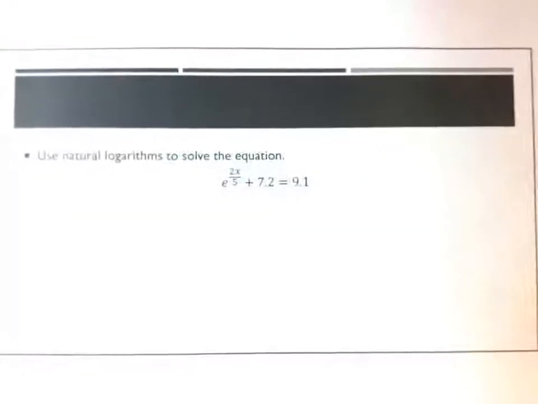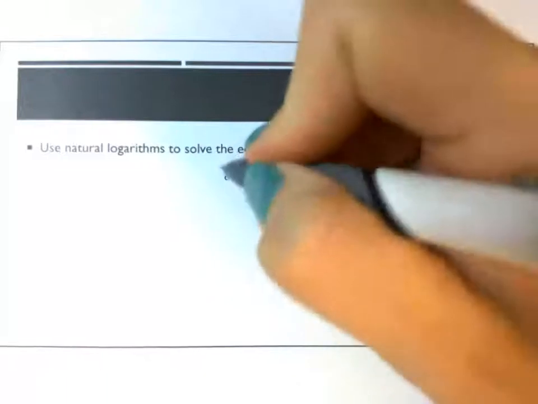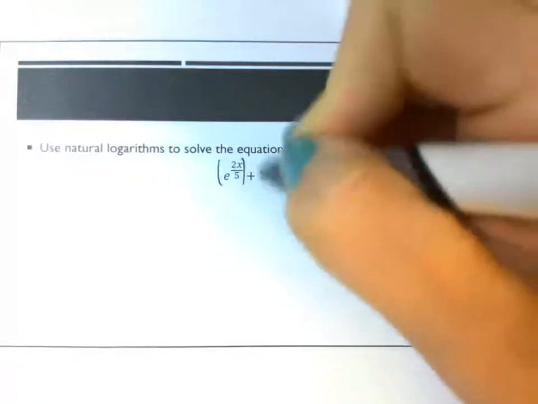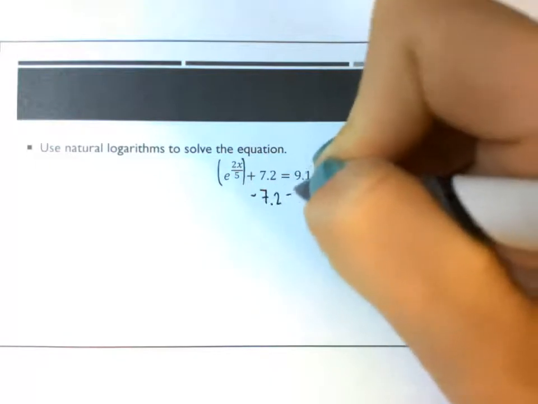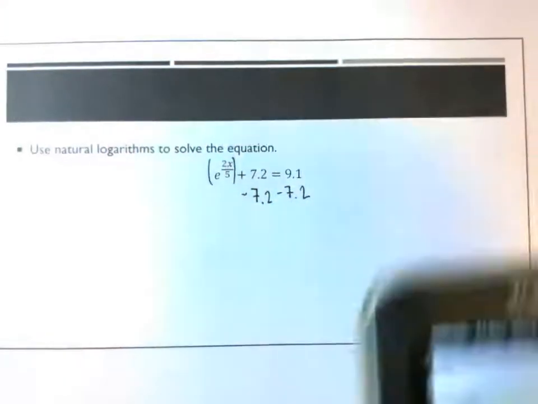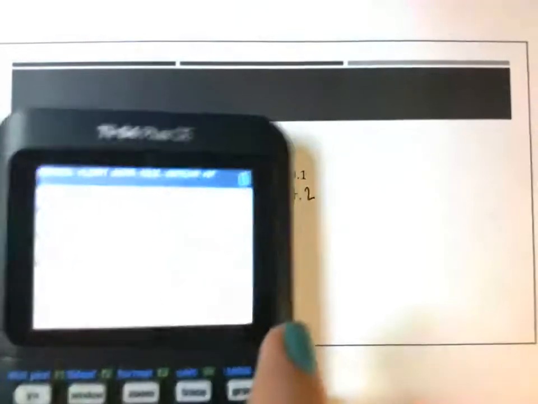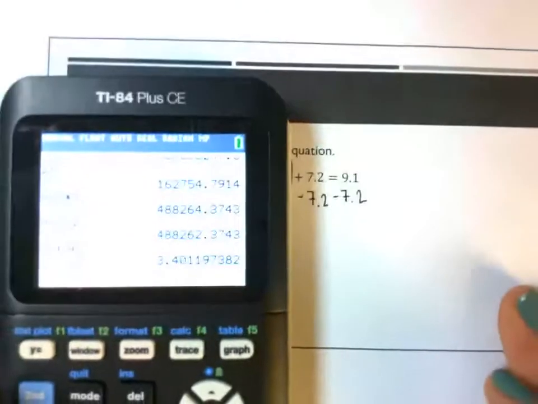All right. Let's look at one more. What do you think my first step needs to be in order to solve this equation? I need to get the e by itself. So that means I need to get rid of this 7.2. So I'm going to subtract that from both sides. And when I do, I'll move this over. Where do I want that? I guess right here is okay. Like that.